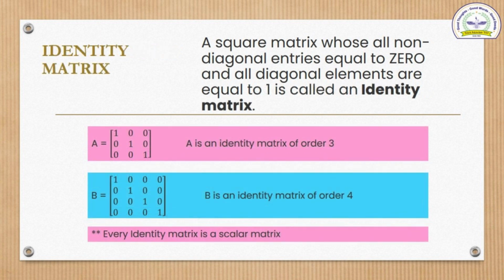Unit matrix or identity matrix. If all the elements of the principal diagonal in a diagonal matrix are 1, it is called a unit matrix. A unit matrix is generally denoted by I. In the examples given, A is an identity matrix of order 3 and B is also an identity matrix of order 4.